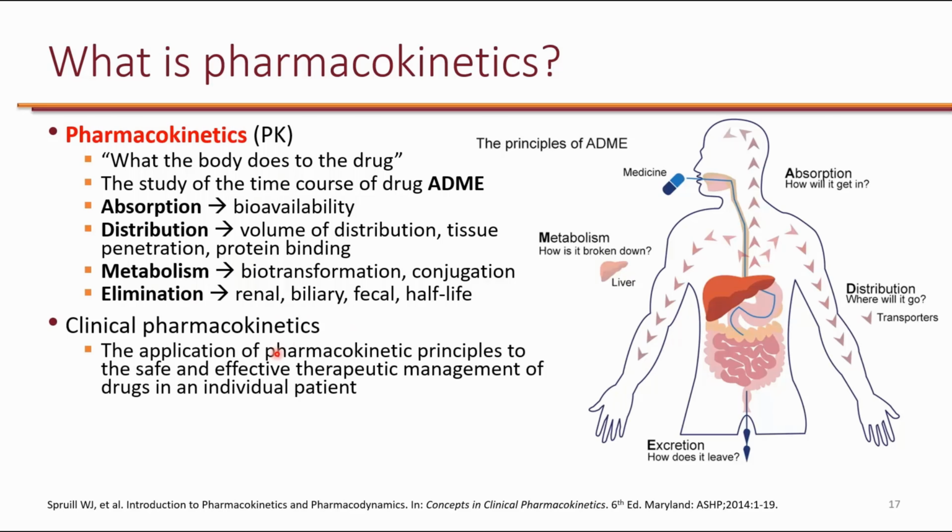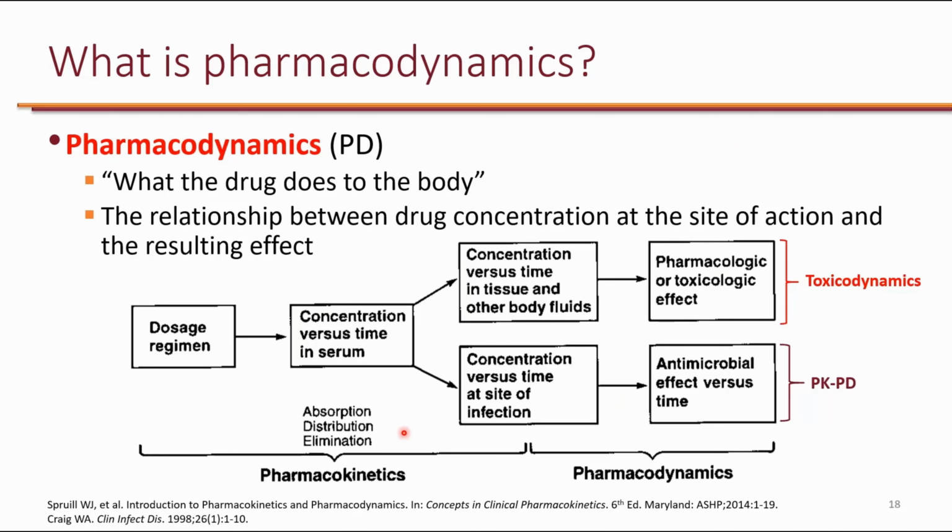Now, when we say clinical pharmacokinetics, we basically mean the application of these pharmacokinetic principles to safe and effective therapeutic management of drugs in individual patients. And the goal is enhancing efficacy while decreasing toxicity. What about pharmacodynamics? Pharmacodynamics is actually what the drug does to the body. In the case of antimicrobials, the body refers to the pathogen. So we don't really want the drug to do anything to the human body.